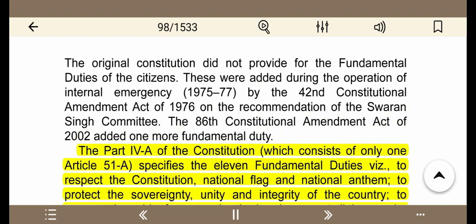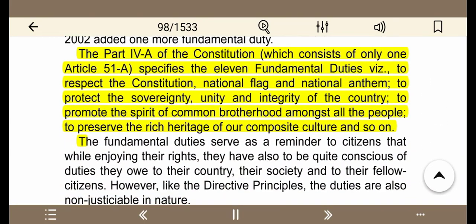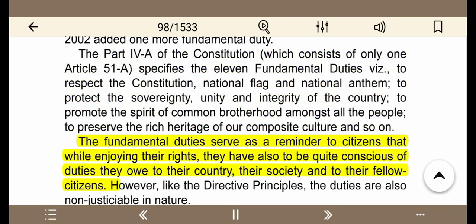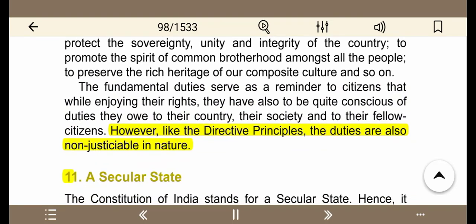Part 4A of the Constitution, which consists of only one Article, 51A, specifies the 11 fundamental duties, viz. to respect the Constitution, national flag and national anthem, to protect the sovereignty, unity and integrity of the country, to promote the spirit of common brotherhood amongst all the people, to preserve the rich heritage of our composite culture, and so on. The fundamental duties serve as a reminder to citizens that while enjoying their rights, they must also be conscious of the duties they owe to the country, their society and their fellow citizens. However, like the directive principles, the duties are also non-justiciable in nature.